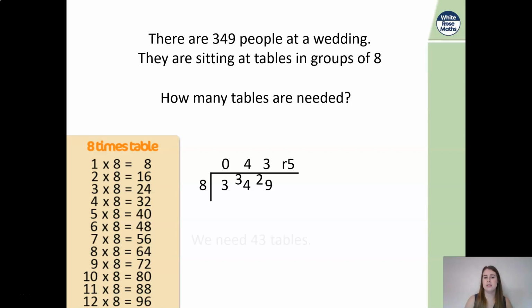Now I know that I'm going to need 43 tables. But hang on a second. What am I going to do about those remaining 5 people? Where am I going to put them?